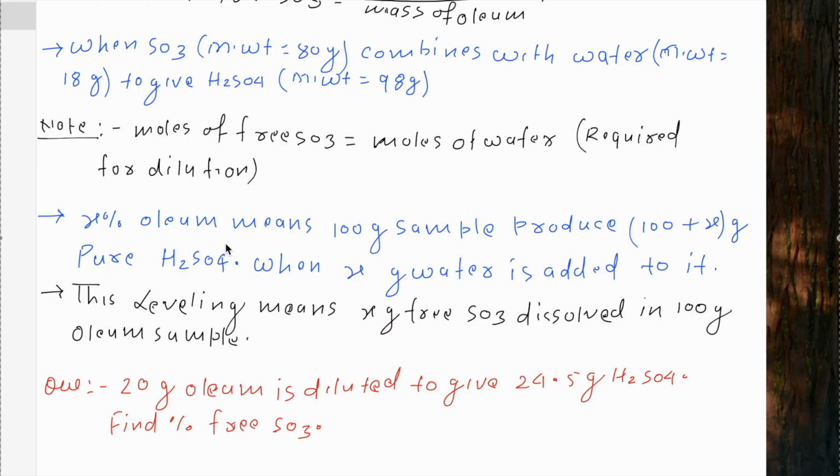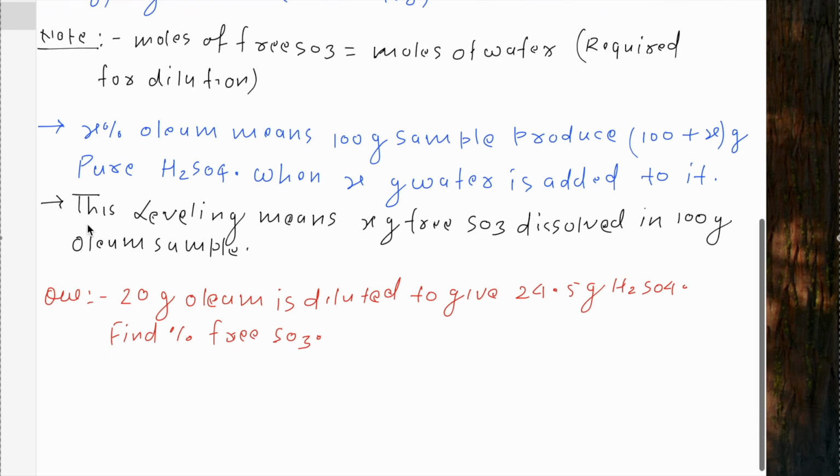परसेंटेज ओलियम मीन्स 100 ग्राम सैंपल प्रोड्यूस 100 plus x gram pure H2SO4 when x gram of water is added to it. So क्या करना है, 100 ग्राम सैंपल है, उसमें हम लोगों ने x ग्राम वाटर को मिलाया है और हम लोगों को 100 plus x ग्राम प्योर H2SO4 मिल गया। अगर इस तरह का लेवलिंग है, this labeling means x gram free SO3 dissolved in 100 gram of oleum sample. It means that.